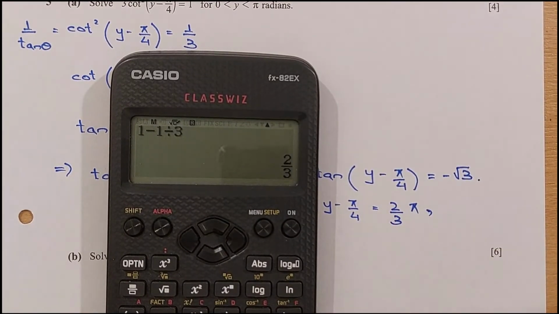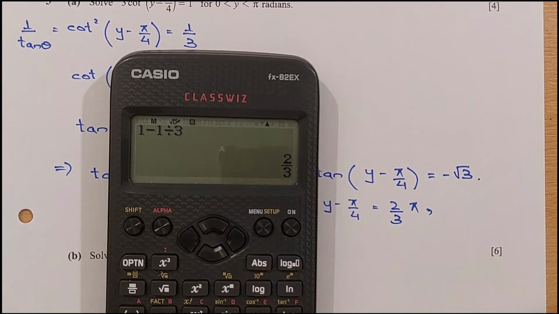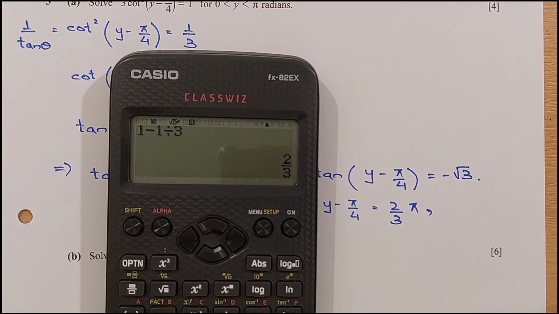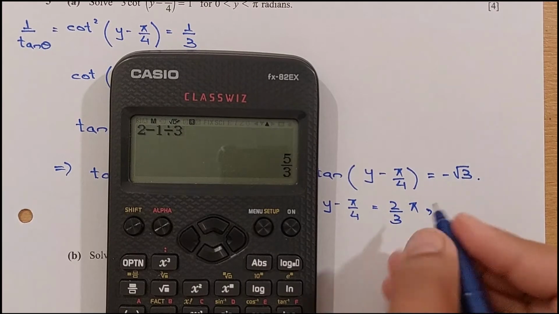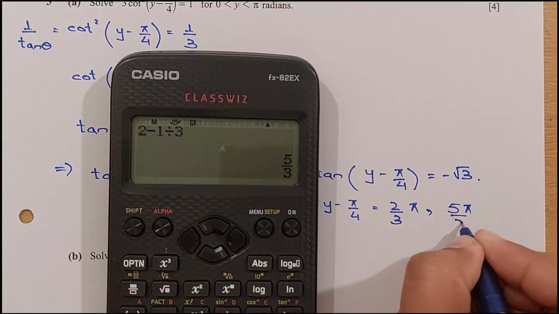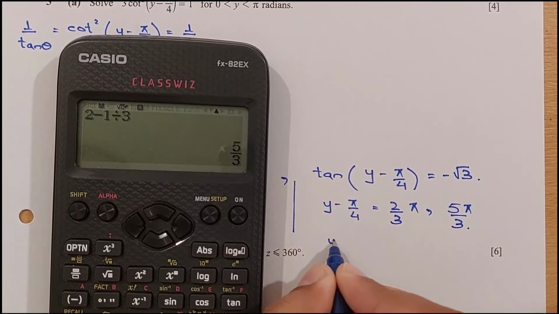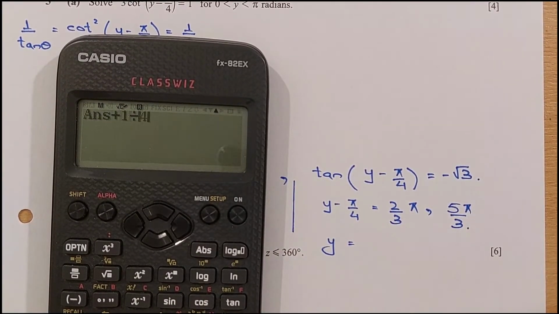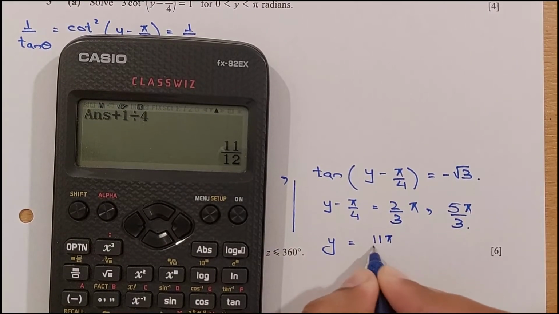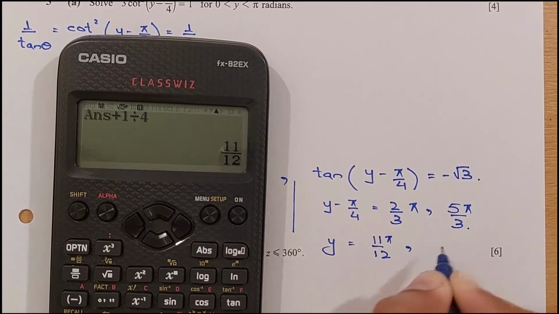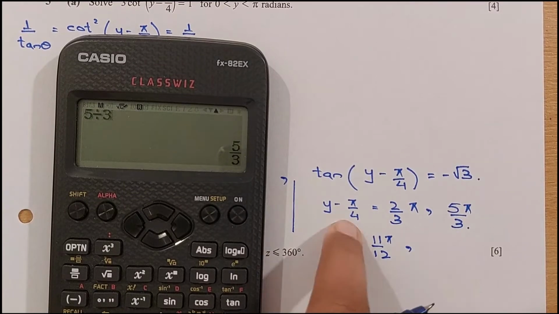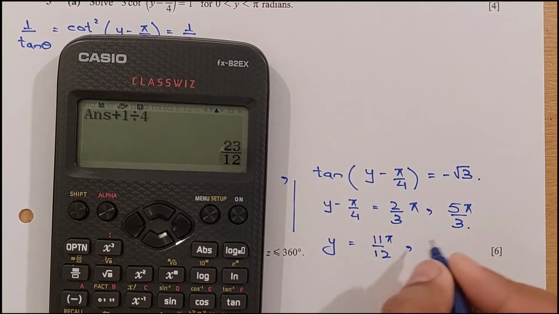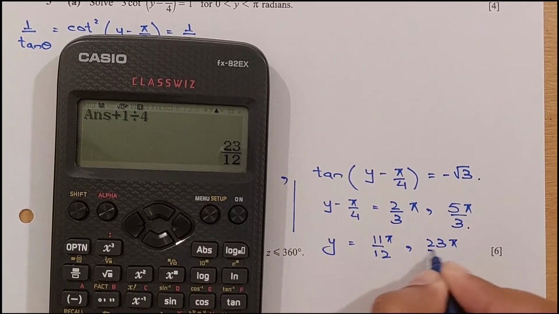and the other is in the fourth quadrant, where it is negative. So for the fourth quadrant we have to find the value of 2 pi minus pi by 3. So 2 minus 1 by 3, 5 pi by 3, right? Now let me solve the values of y by adding 1 by 4. 2 by 3 plus 1 by 4, this is 11 pi by 12, right? And we have 5 by 3 and then add 1 by 4. This is 23 pi by 12.